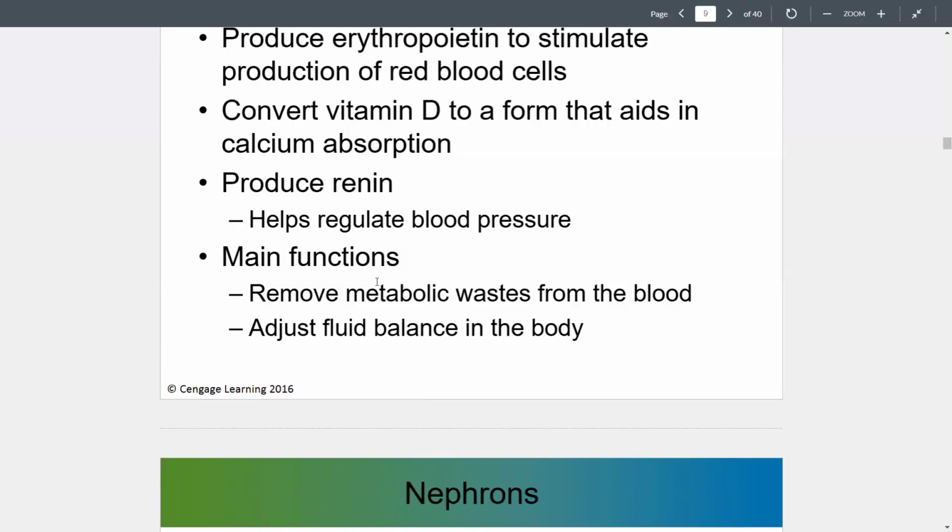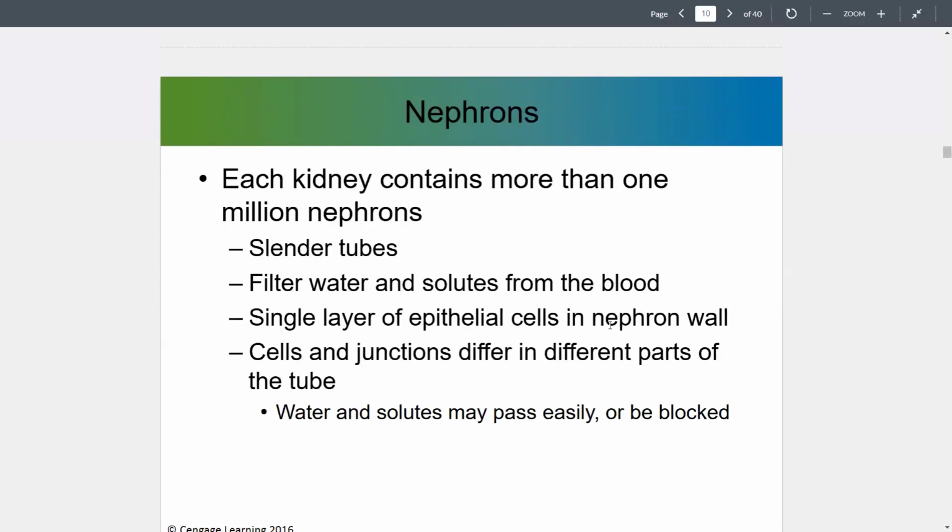So it removes waste, not just water, but also waste from your blood, and makes sure that your fluid balance is just right. It does this by these little tiny structures called nephrons that are in the kidneys. These are like the little workers. They're kind of like the alveoli in the lungs, if you remember them. These are the little workers that are actually doing the work and filtering the blood.